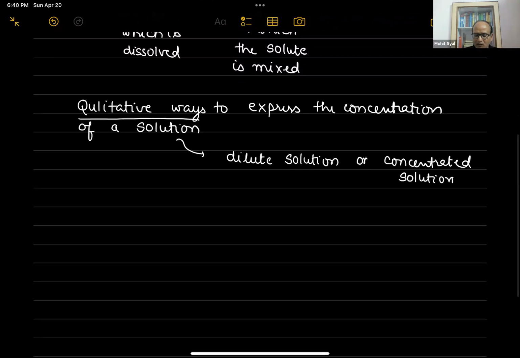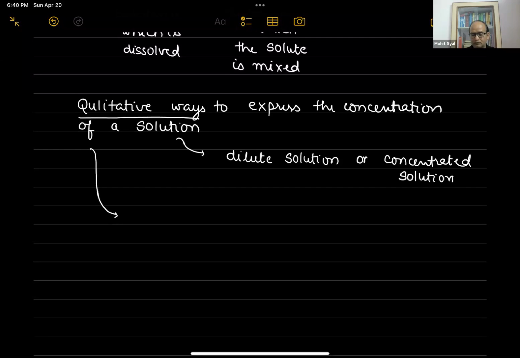So what are the numerical concentration terms? Can you tell me, Aisha? What are the concentration terms which are used numerically? Yes. Mass percentage, volume percentage, and mass by volume. Yeah, mass percentage. W by W percent. Right. Yes. Okay. And volume by mass, mass by volume and volume by volume percentage.